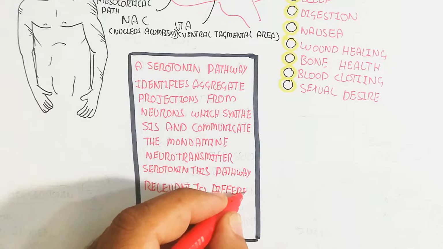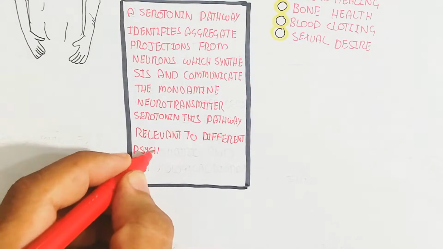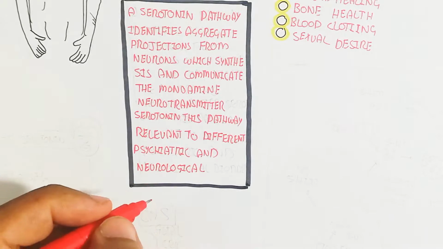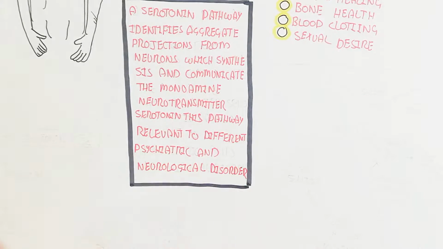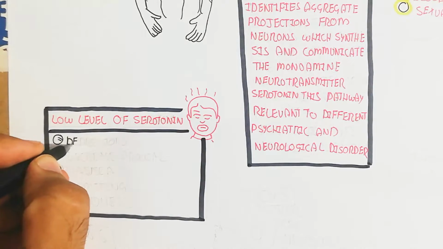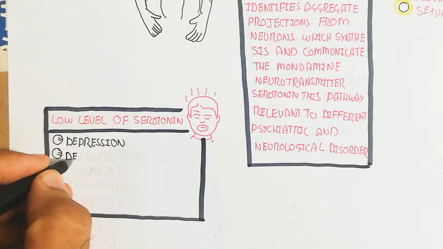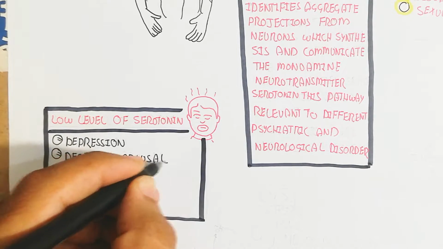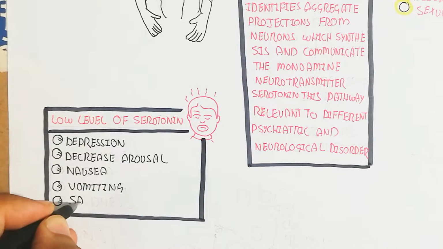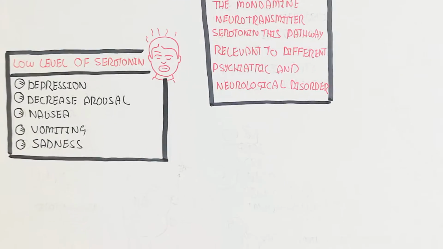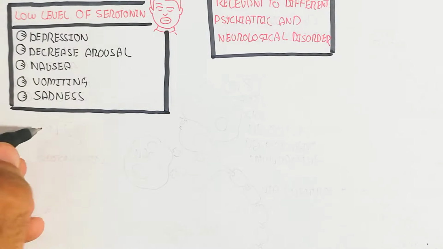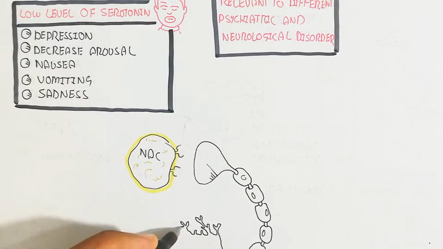When serotonin increases, it can lead to hallucination or delusion, which is psychosis. But a low level of serotonin leads to depression, decreased arousal, nausea, vomiting and sadness. But psychosis is mostly involved with dopamine, not serotonin, though you can understand there is a little amount. So the low level leads to depression, decreased arousal, nausea, vomiting, and sadness.